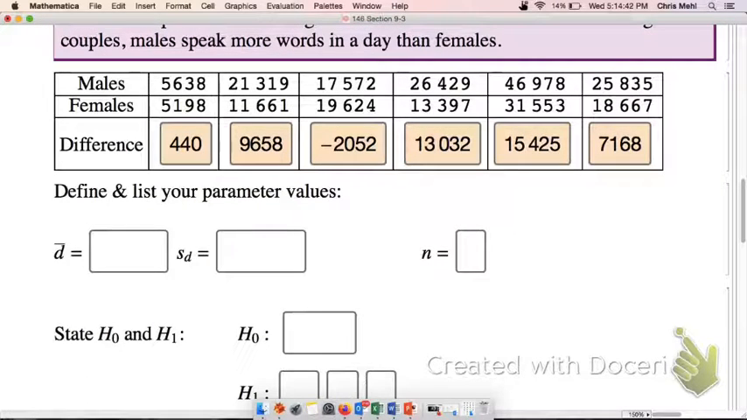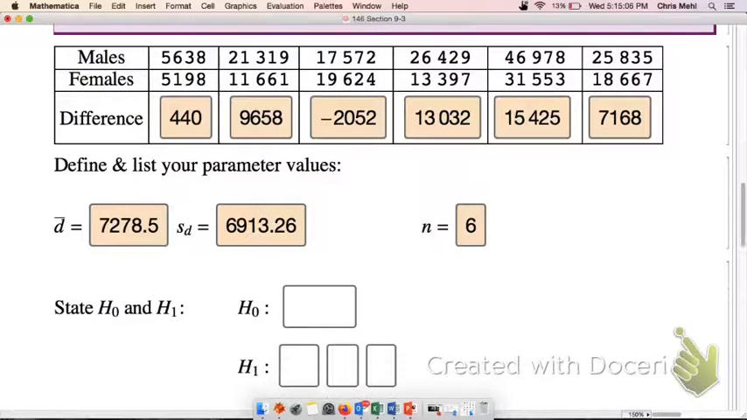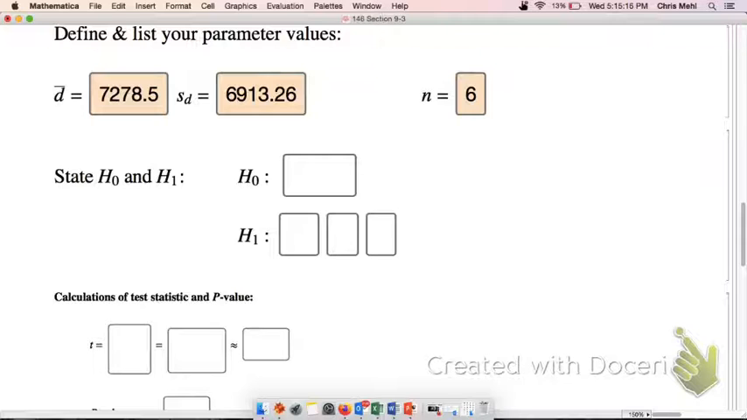Now, I'll show you how to do this in a second, but what I did is I entered those 6 values into StatCrunch and had StatCrunch calculate the mean of those differences and the standard deviation. And remember, n is the number of matched pairs. There are 6 of them. So from those 6 values, I found the sample mean of differences and the standard deviation of the differences. I'll get back to calculating the test statistic in a minute.